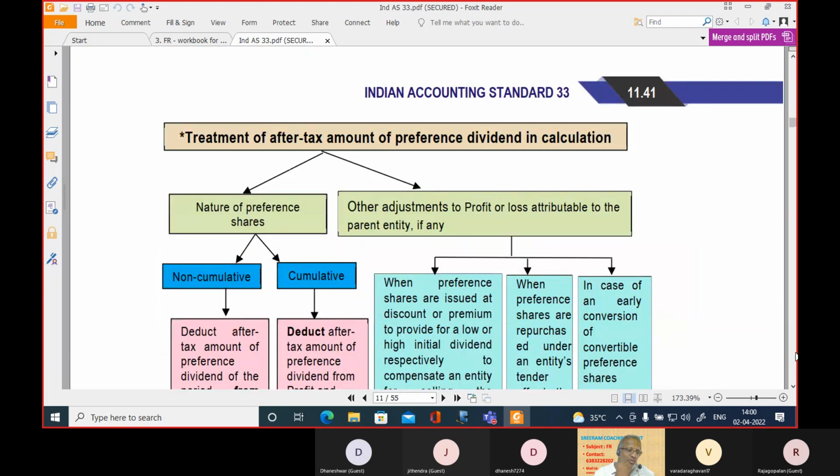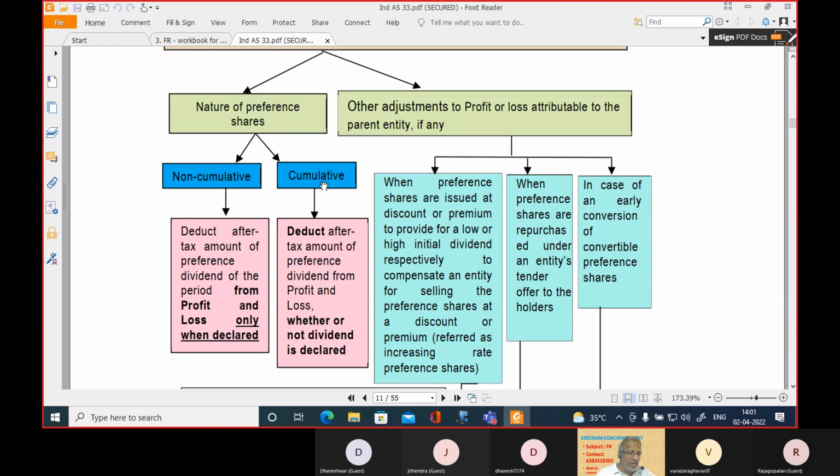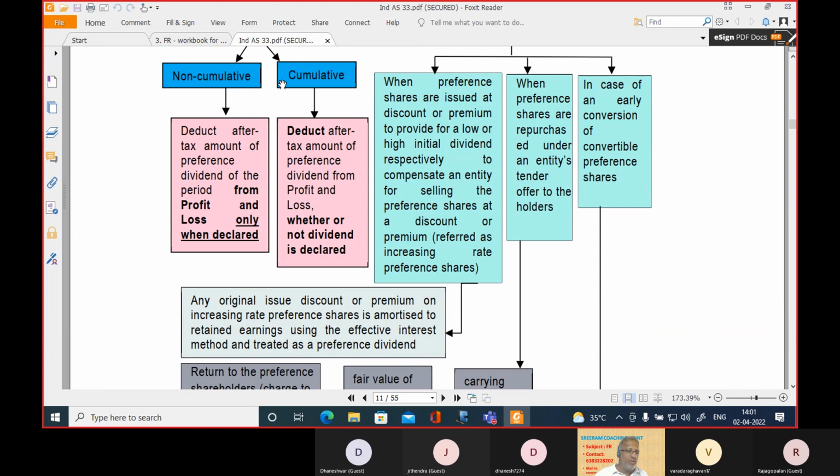Treatment of after-tax amount of preference dividend in calculation. Say, the nature of preference has to be cumulative or non-cumulative. In the case of cumulative, deduct the after-tax amount of preference dividend from the P&L account, whether dividend is declared or not. In the theory that we noted down the other day, we have stated this particular point. In the case of non-cumulative, what are we expected to do? Deduct only when it is declared. That is what we have noted down. So what is the treatment for cumulative and non-cumulative?